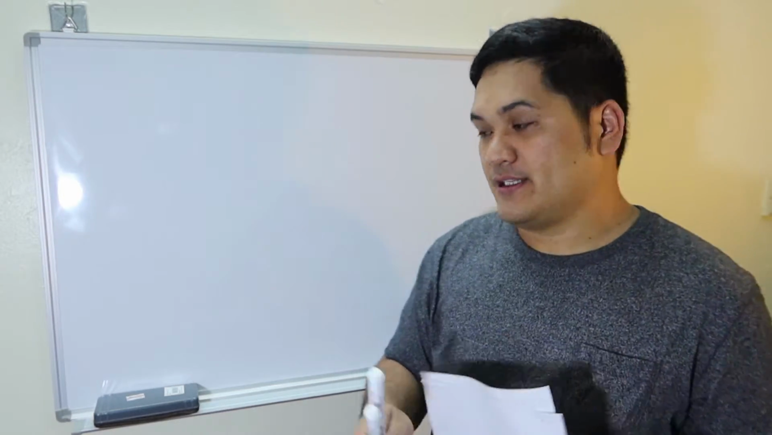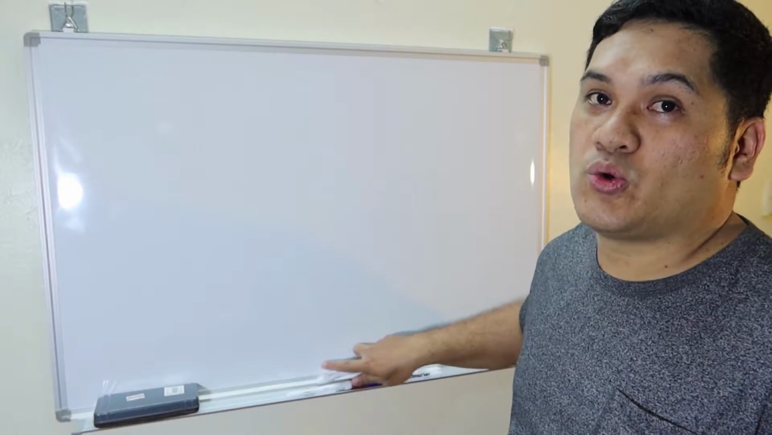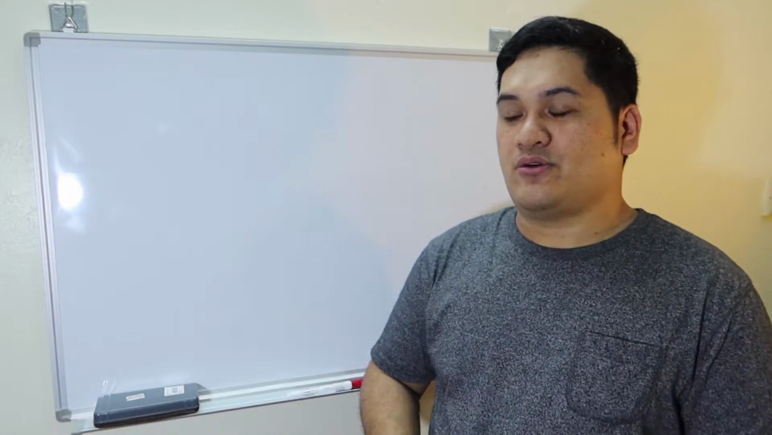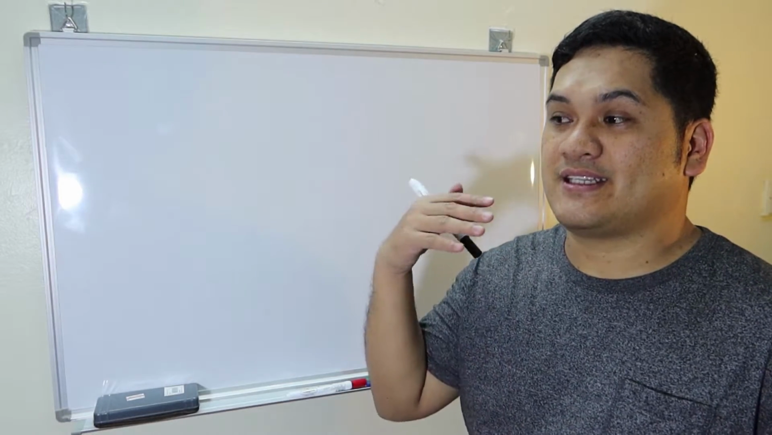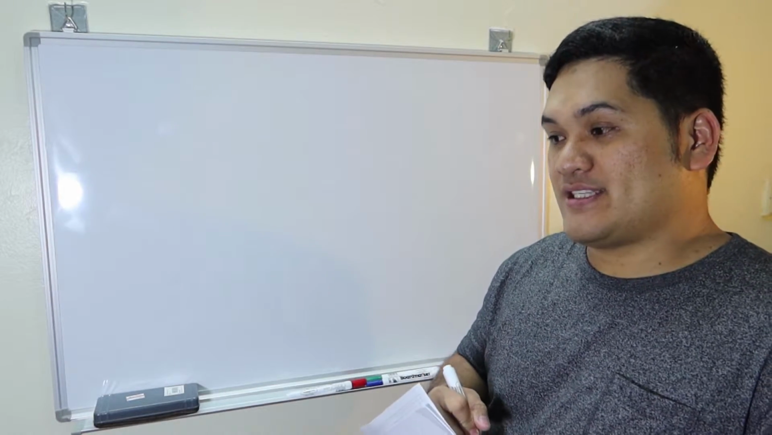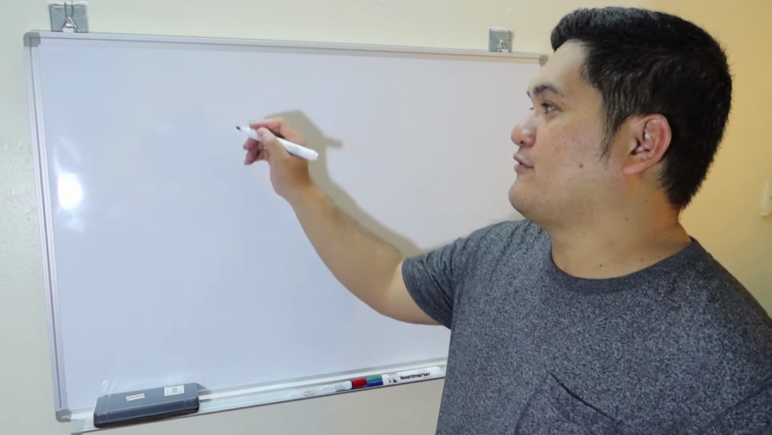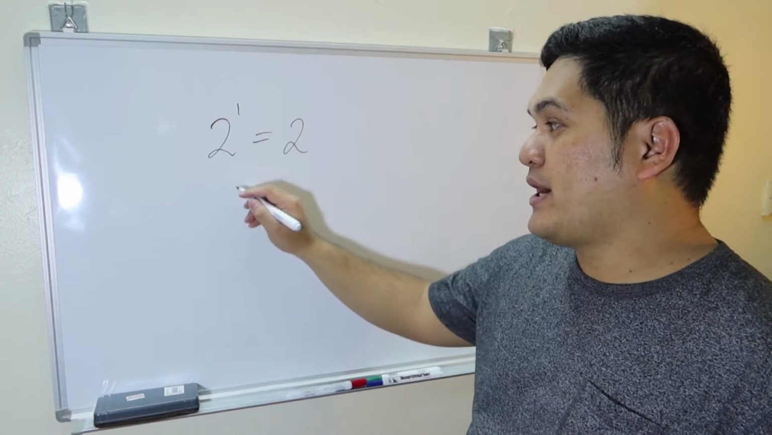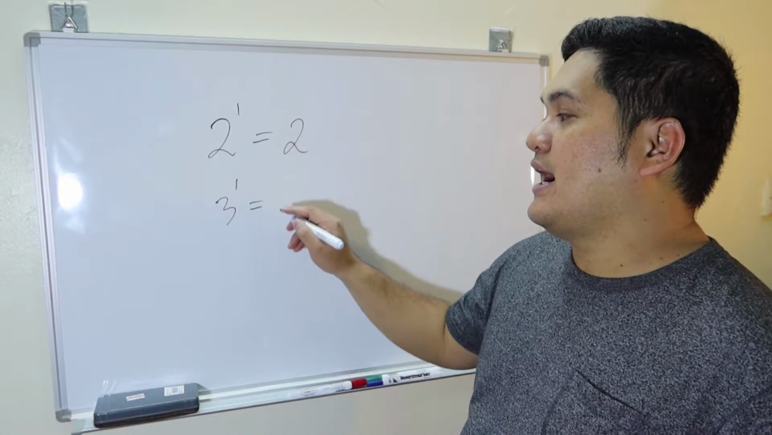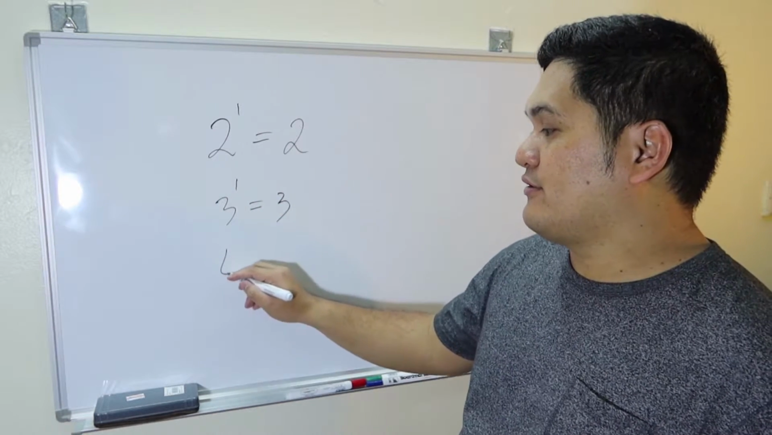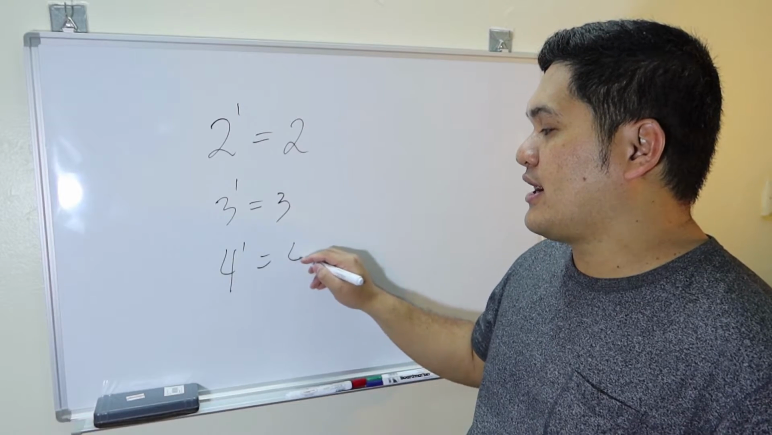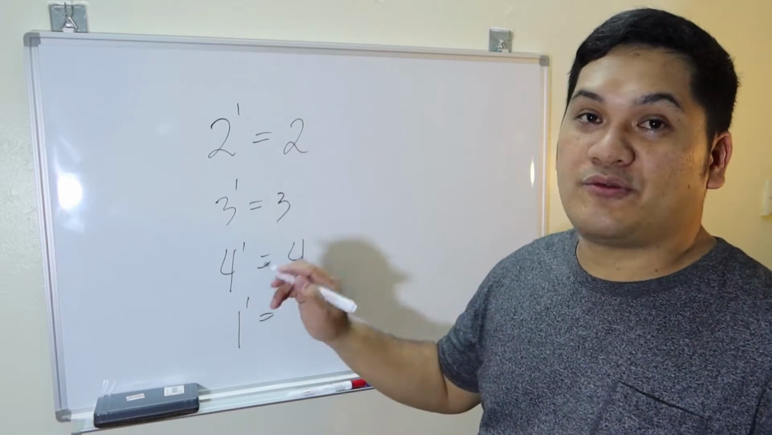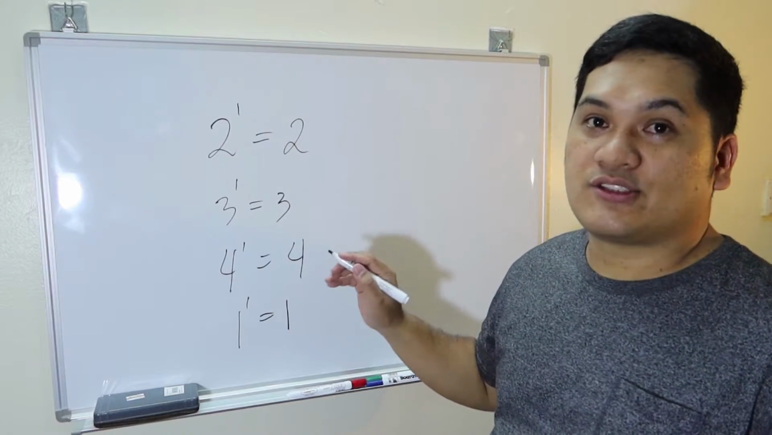Yung first and second law natin is very easy. Yung first law natin is any number that raised to 1 is any base or any number expression raised to 1 is just its number. It's just its base. If you will have 2 raised to 1, your answer would be 2. Kung meron kang 3 raised to 1, ang answer mo is 3. Kung meron kang 4 raised to 1, meron kang 4. 1 raised to 1, meron kang answer na 1.